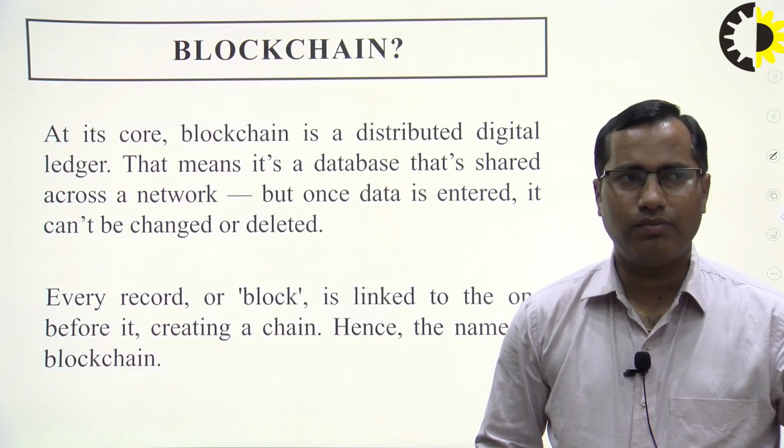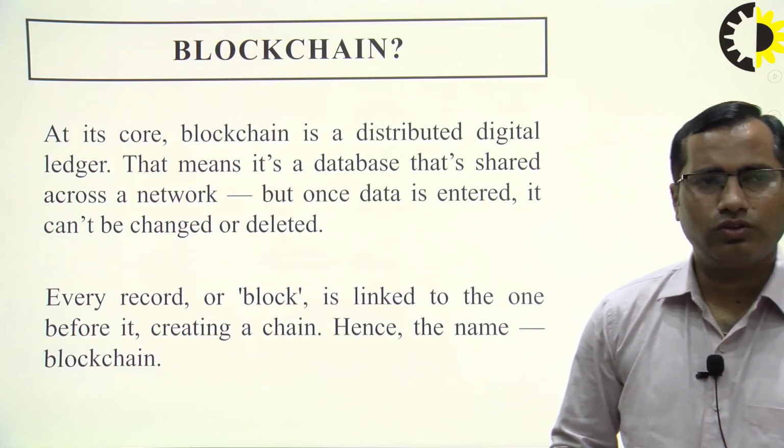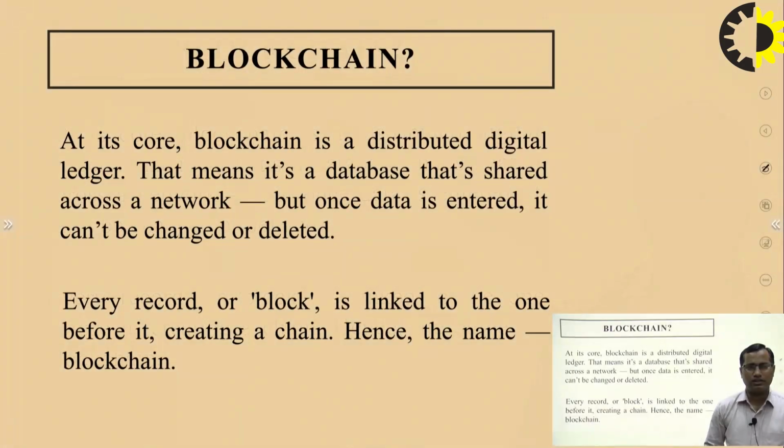If we define the blockchain, it is nothing but a distributed digital ledger. That means a record of the transactions that is available to all the participants. We can say it's a database that is shared across the network. But once the data is entered, once the ledger is created, it cannot be changed, it cannot be deleted. That means it is immutable.